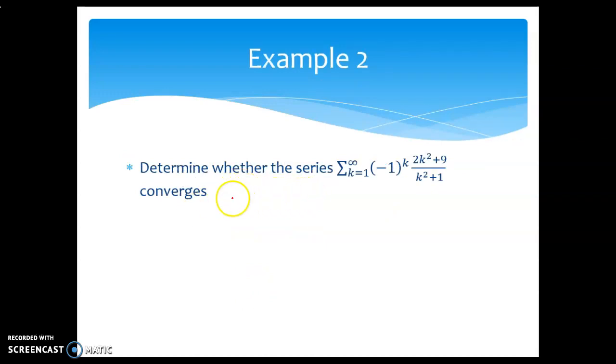In example number 2, we want to determine whether this series converges. First of all, we take the limit as n goes to infinity of 2n squared plus 9 over n squared plus 1. The limit of that is equal to 2. And if this limit is equal to 2, that means it is not equal to 0. So the first condition is not satisfied. That means the series diverges.